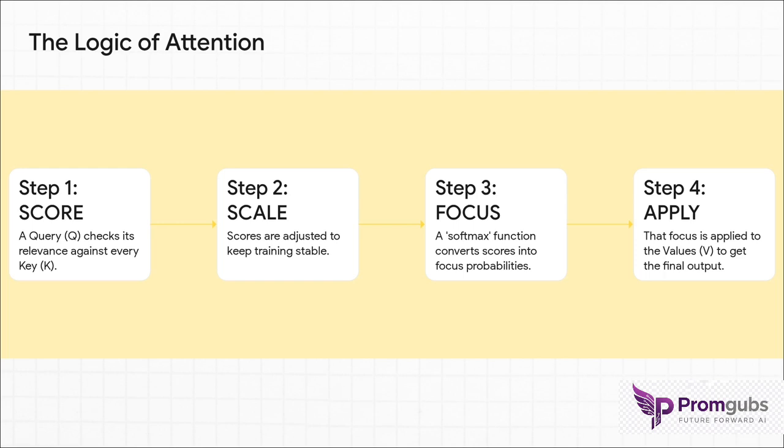Step 2, scale. We just tweak those scores a bit to keep the training process from going off the rails. Step 3, focus. A math function called softmax turns those scores into probabilities, basically deciding where to focus its attention. And finally, we apply that focus to each word's value to produce the final result. It's like a data-driven way of highlighting what really matters in a sentence.